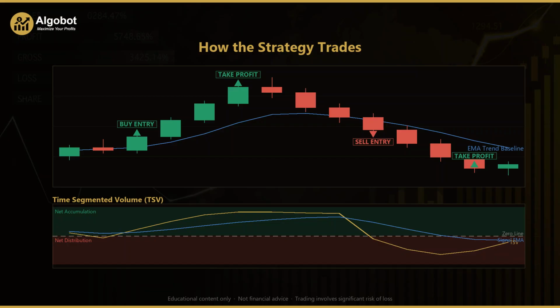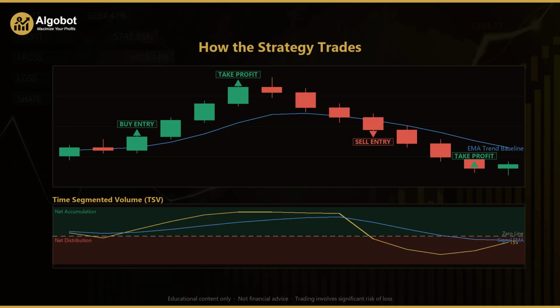The EA signals a short at the sell entry marker, placing its stop above and its target below, again sized from ATR. Candles 10, 11, and 12 extend the decline. Each candle prints a fresh low, TSV stays pinned in the distribution zone, and the selling pressure carries price down to the take profit marker on the 12th candle. The short reaches its target, and the trade is complete.